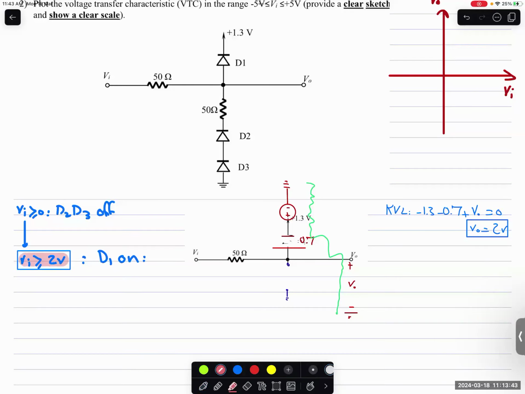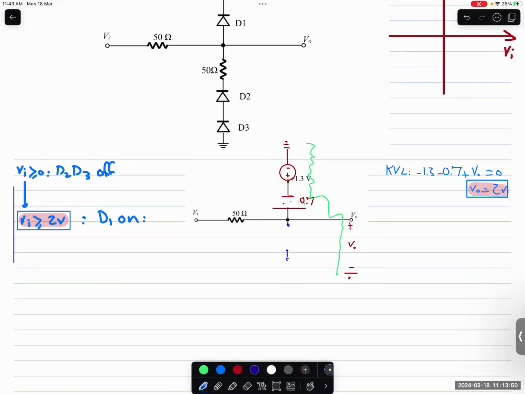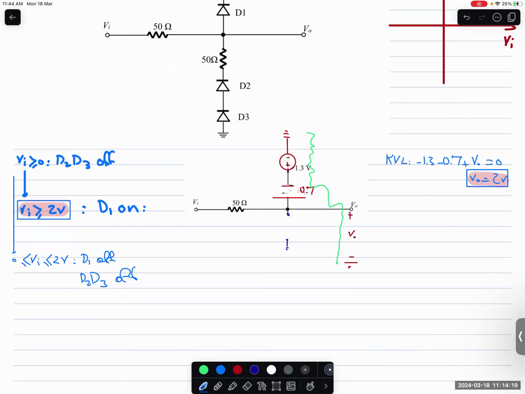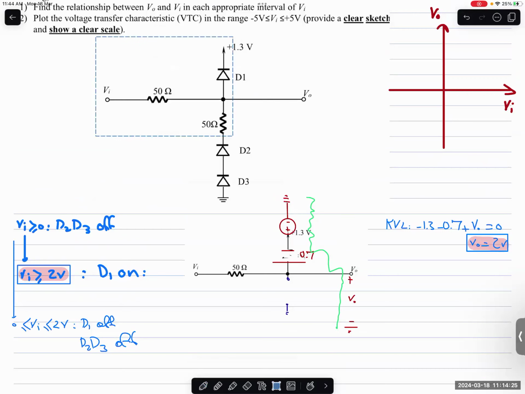Okay, but now I will talk about another region when VI is positive but less than 2. Then all diodes are off. All diodes are off, okay? So D1 is off because the voltage here is less than the voltage here. D2 and D3 are off as before, because the voltage at their cathodes is positive, so for sure they are off. And if all of them are off, what will be the voltage? VO is equal to VI, but I will show you why.